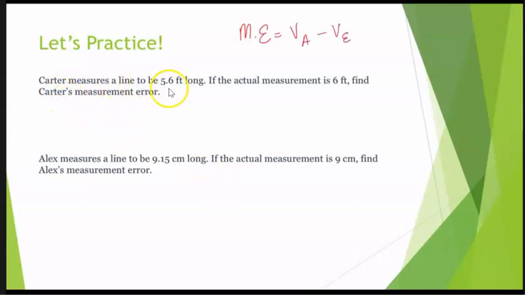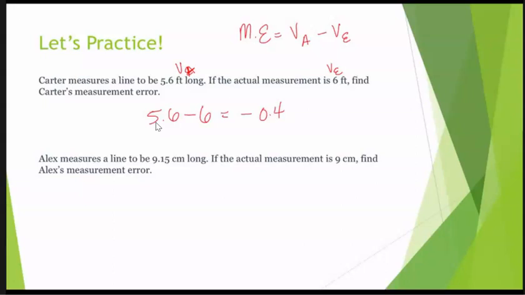So Carter measures a line to be 5.6 feet long. Since he's measuring, this is my approximate value. If the actual measurement is 6 feet, this is my exact value. My bad, I meant to put approximate. Find Carter's measurement error. If I know measurement error is my approximate value, which is 5.6, minus my exact value, which is 6, this is going to give me negative 0.4, which tells me his measurement is 0.4 below what it should be.